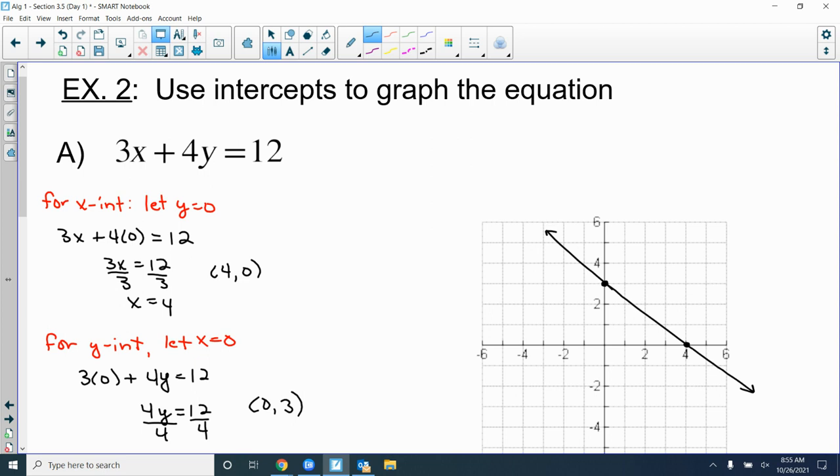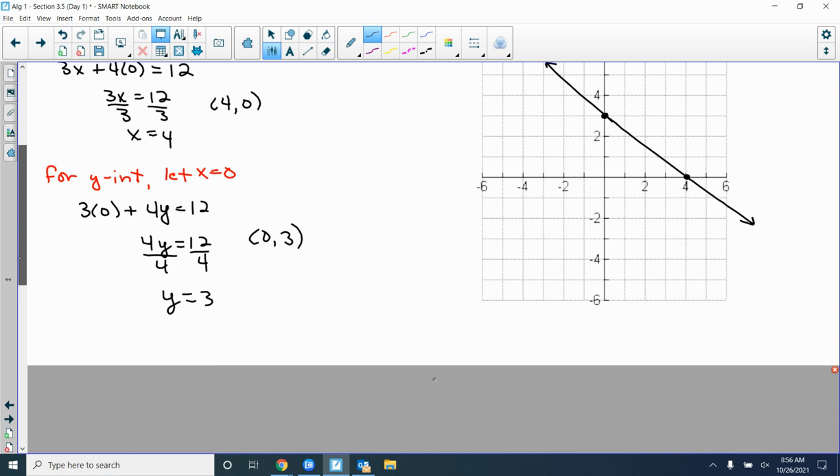Okay, 4, 0 is one answer. When you plug in 4, 0, it works. 0, 3 is another answer, but there's an infinite number of other answers that are on there. So that's what we want to do. We want to list all of those. All right, so that's what we want to find. Both the x and the y intercept, graph the equation.